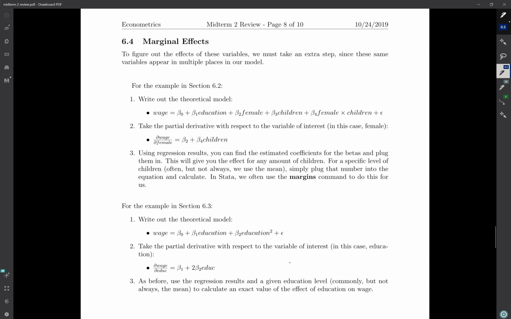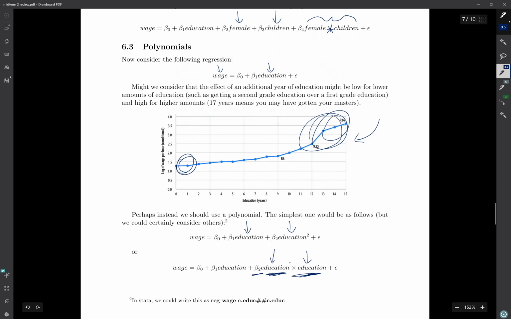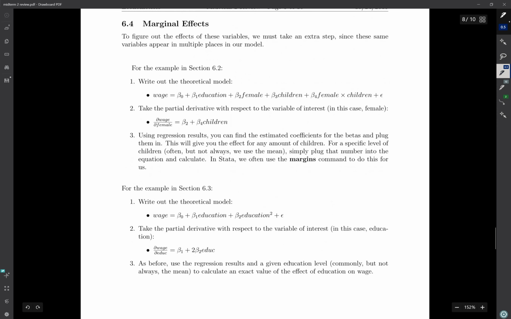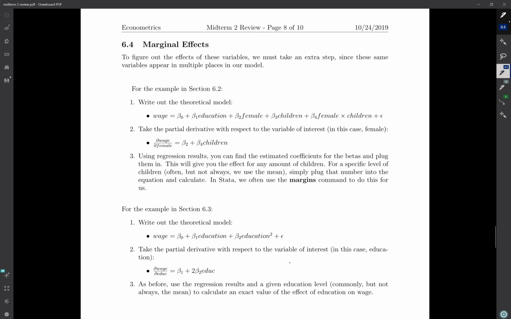The first step in figuring out what the effect of these things are, whenever we have some sort of polynomial or an interaction, is that we need to find what's called the marginal effect. Normally, let's say the equation ends right here, so we've just got this simple linear regression of education on wage. Then what we did at that time was take the derivative of this with respect to education. If we did that, what we'd come out with was beta 1. So we'd say the effect of education on wage is beta 1.